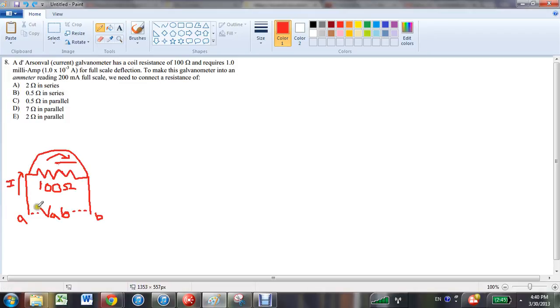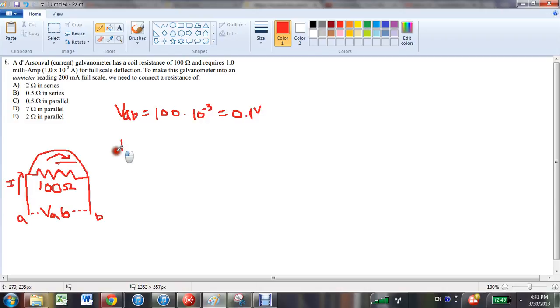So first we're going to solve for this VAB, and so we know that the voltage between A and B is equal to the resistance, which is 100 ohms, times the current, which is 10 to the negative third amps. And that gives us 0.1 volts. So knowing that, we can solve for the new resistance that we want in our galvanometer.